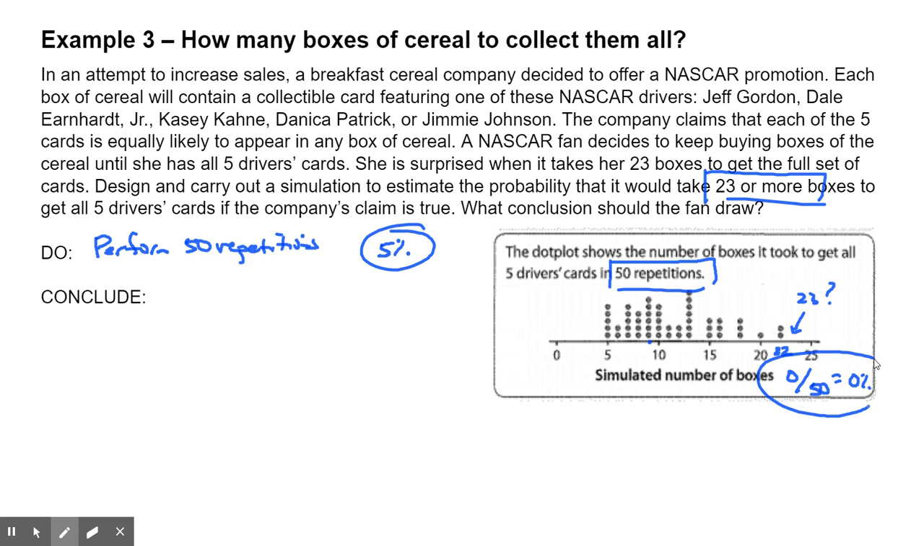It never happened, which means this result is not likely to happen by chance if the company's claim is true. Uh-oh, but it did happen. We needed too many boxes. Maybe this company's claim is not true. Maybe they are, in fact, lying to us. So this is going to be very similar to how we did that statistically significant question. Okay, three sentences.